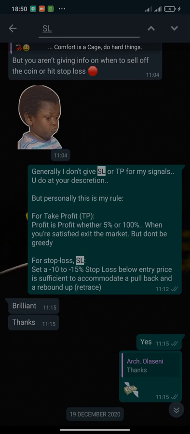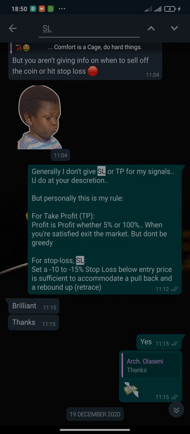Hey guys, so I'm going to show you how to buy using the charts I usually send to the group. But first, I want you guys to read this message I sent to this person concerning stop loss and take profit.